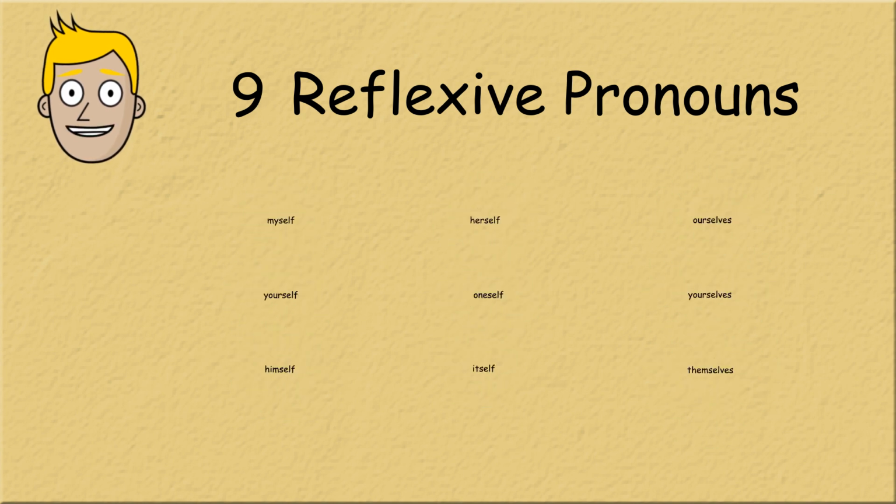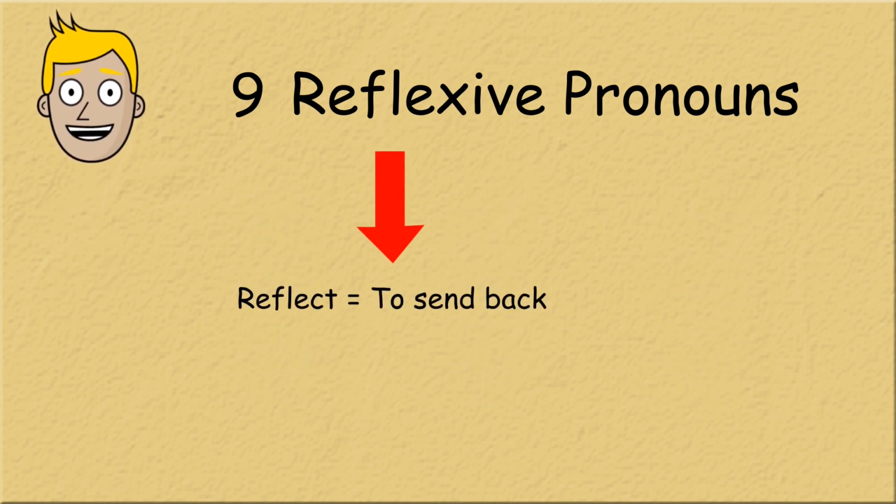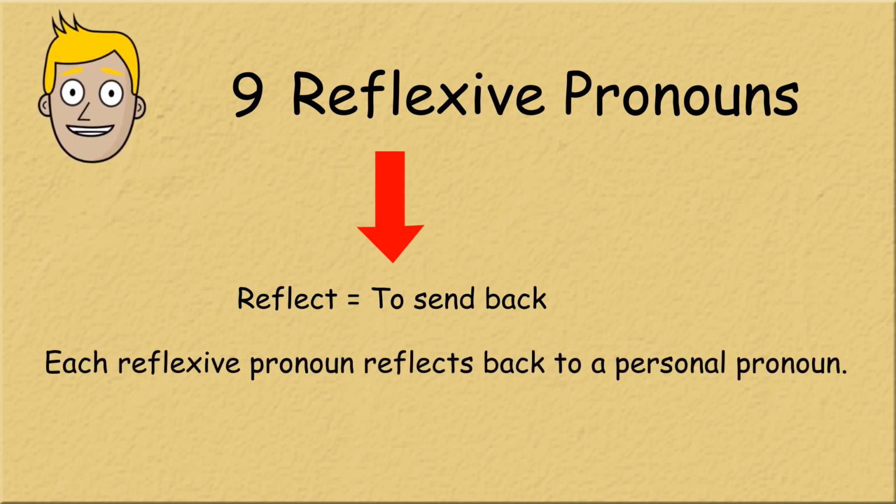The word reflexive is derived from the word reflect. This is good to remember because reflexive pronouns are used to reflect back to the subject of the sentence. Each reflexive pronoun can be used to refer to its corresponding personal pronoun. For more information about them, click on the gray box above my head.